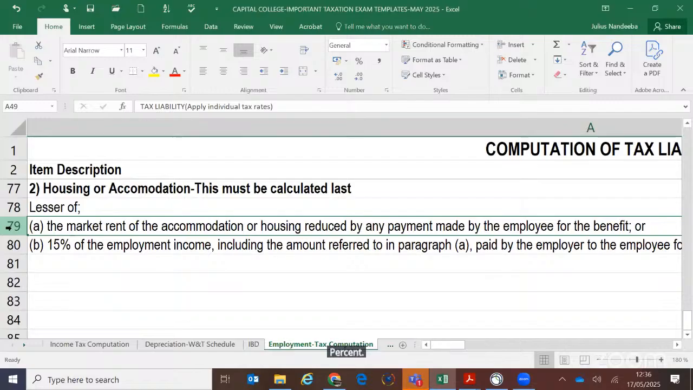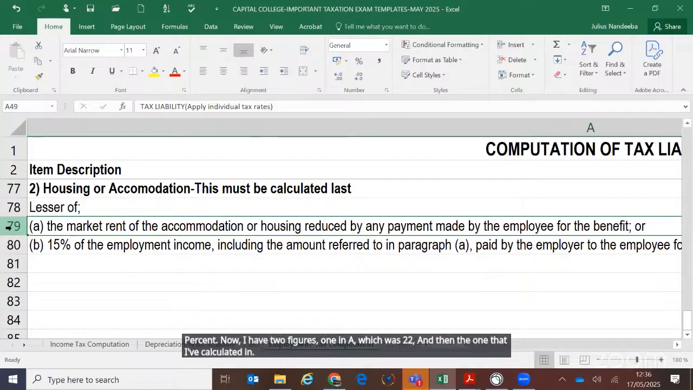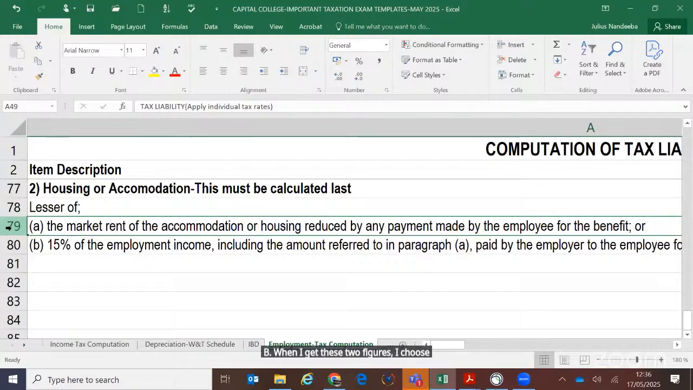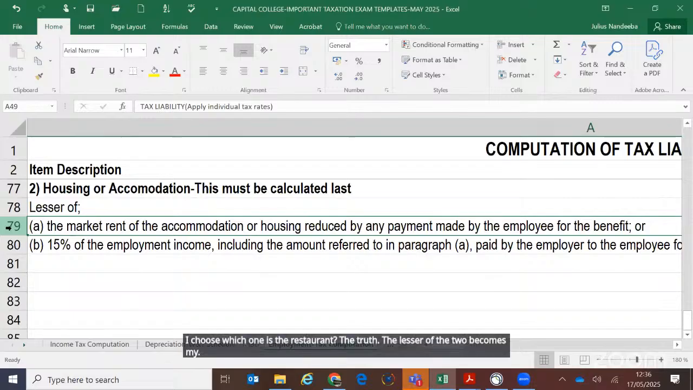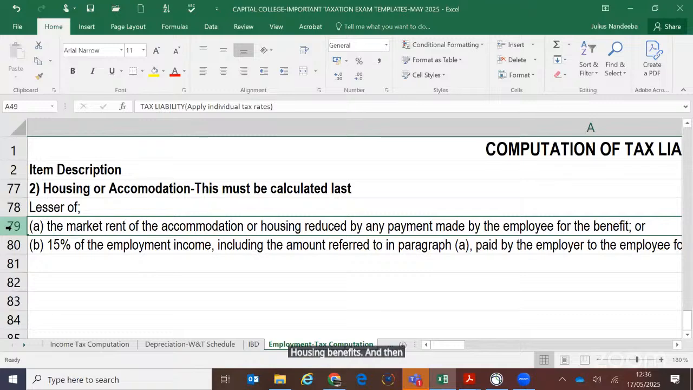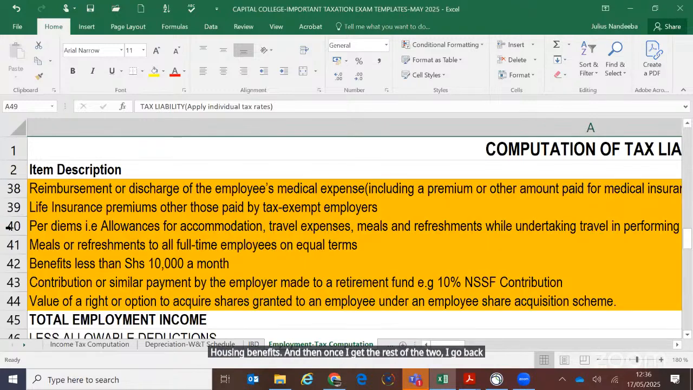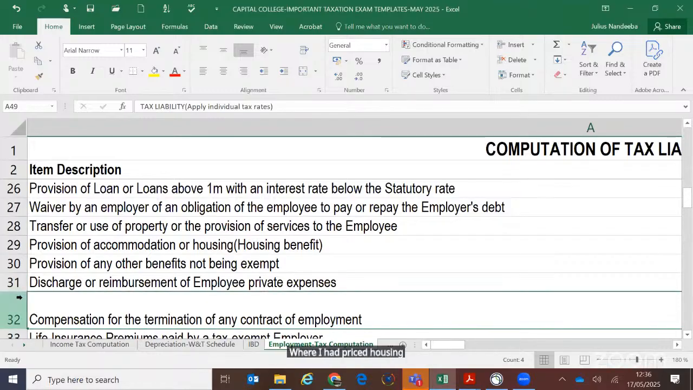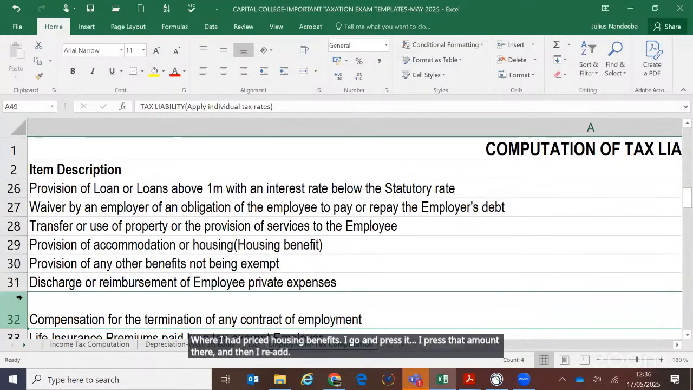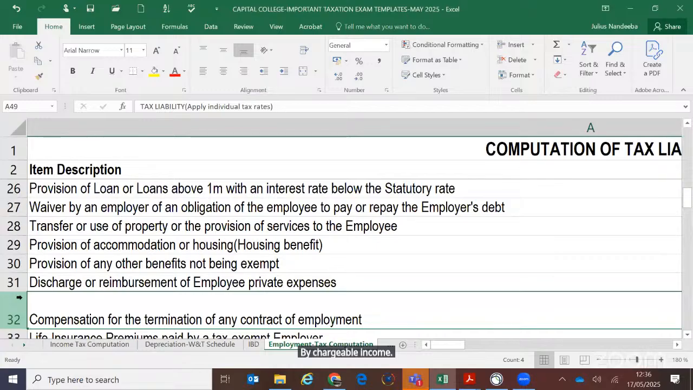Now I have two figures, one in A, which was 22, and then the one that I have calculated in B. When I get these two figures, I choose which one is the lesser of the two. The lesser of the two becomes my housing benefit. And then once I get the lesser of the two, I go back to my calculation, where I had left housing benefit blank, and I put that amount there. And then I re-add my chargeable income. Have we got it? Good.